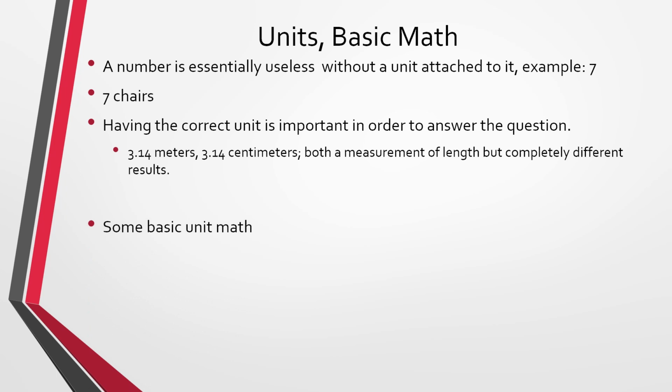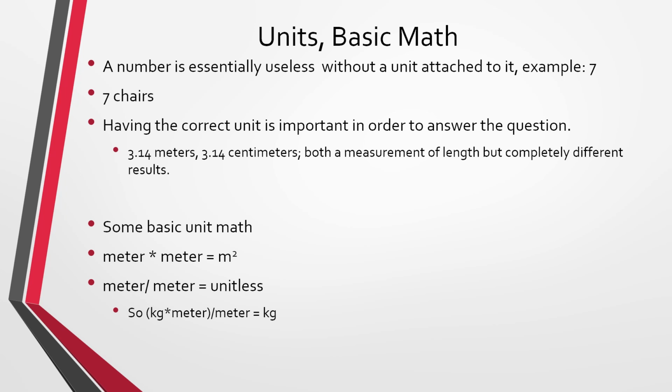Some basic math with units. When you multiply 2 units together, it could be squared of the same unit. So a meter times a meter makes a square meter. A meter divided by a meter is a unitless value. So the meters cancel. If you have the same value on top and on the bottom when you're dividing, they cancel each other out. It's the same with units.